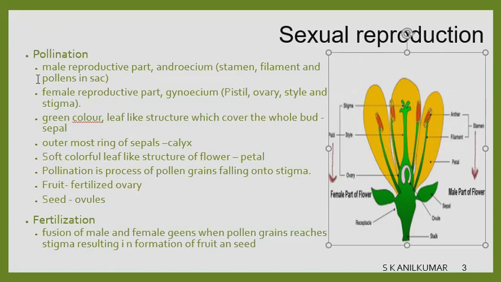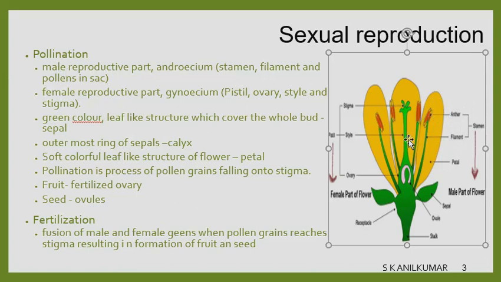Now, pollination. Pollination is the process by which the pollen grains in the anther reach the stigma and then fuse to form the zygote or the egg. That is pollination. The male reproductive part is also called androecium, stamen, filament. This is the filament. Then you have the anther and pollen grains, right? Stamen is filament plus anther. What is anther? The pollens in a sac. That sac is called anther.